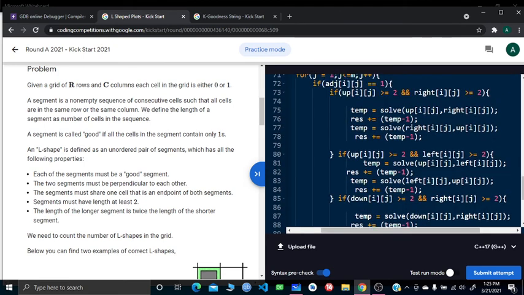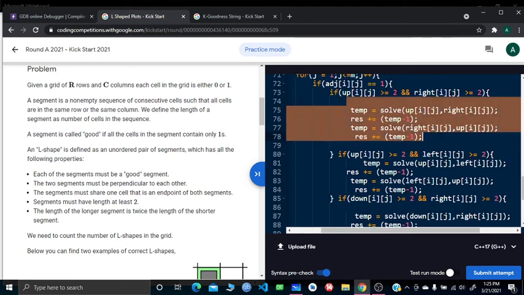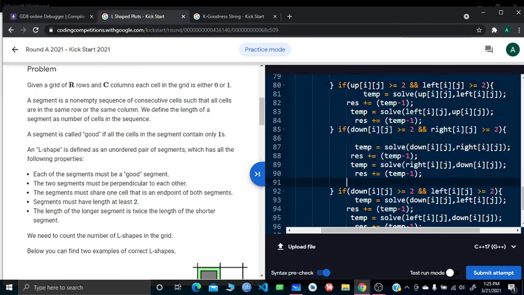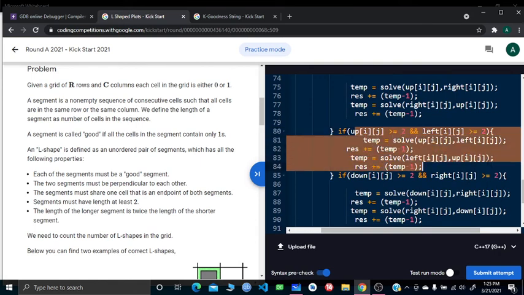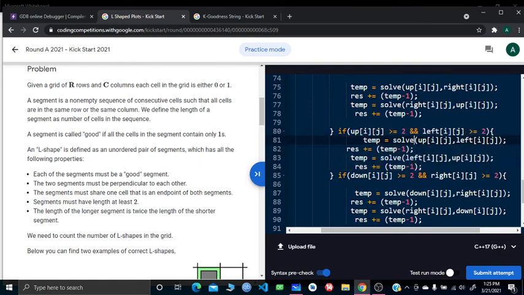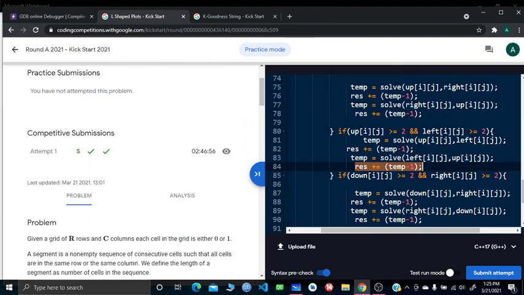And after that, here up left, okay, up right, up left, and then down right, down left. Inside each and every one of these parts, I'm also considering the vice versa part. For up left, I'm also considering the left up. After gaining that value, the answer will be plus equal to temp minus 1.